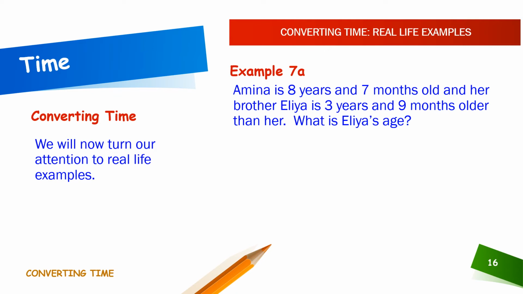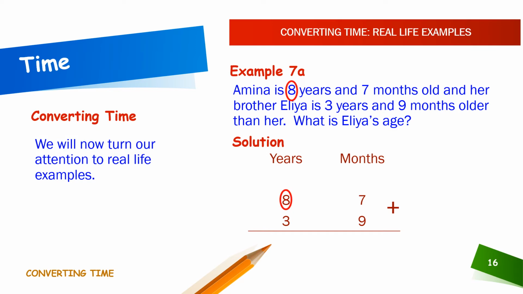Now, since we want to find Elia's age, we need to add how much older he is onto Amina's age. So let's set this out in a table, as shown here. In the top row, we have Amina's age, which is 8 years and 7 months. And in the second row, we have how much older Elia is compared to Amina, which is 3 years and 9 months. So we need to add that on to Amina's age in order to find Elia's age.